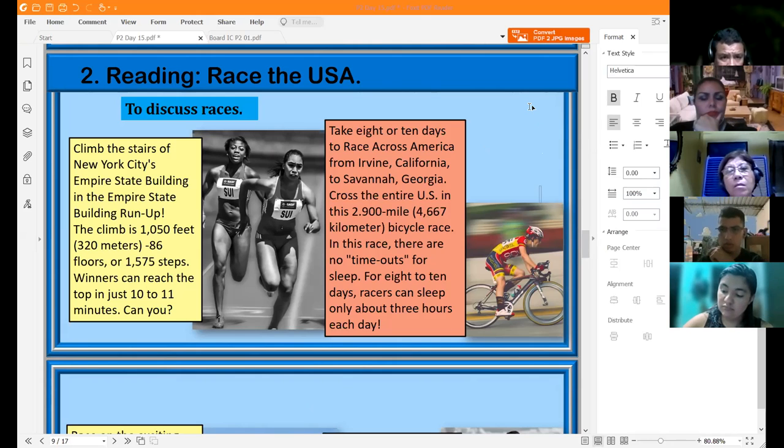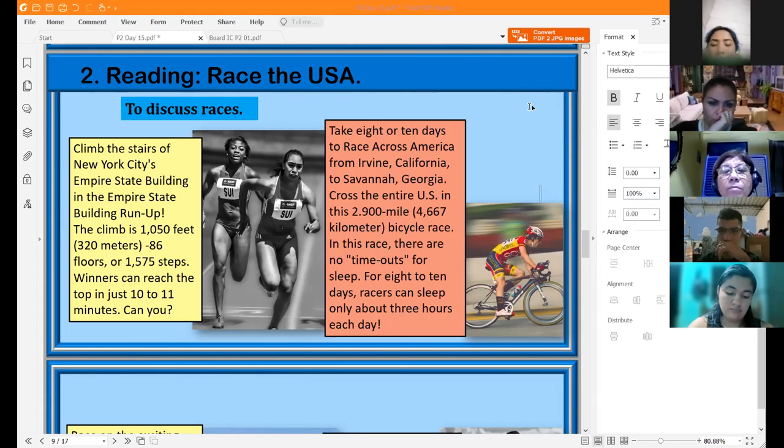Eight to 10 days to race across America from Irvine, California, to Savannah, Georgia, across the entire US in this 2,900 mile, 4,667 kilometer bicycle race. In this race, there are no timeouts for sleep. For 8 to 10 days, racers can sleep only about 3 hours each day.